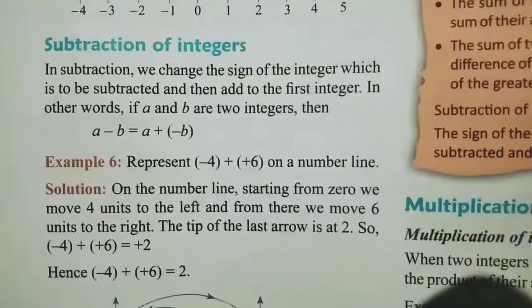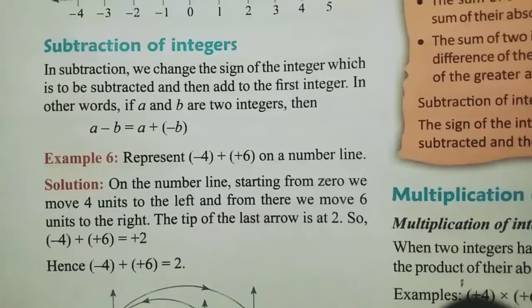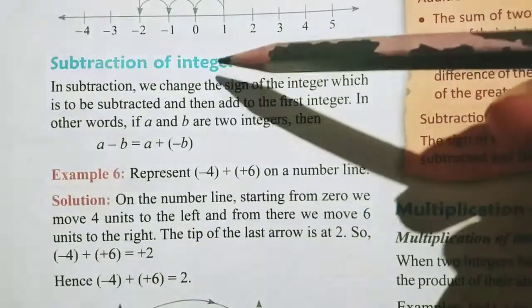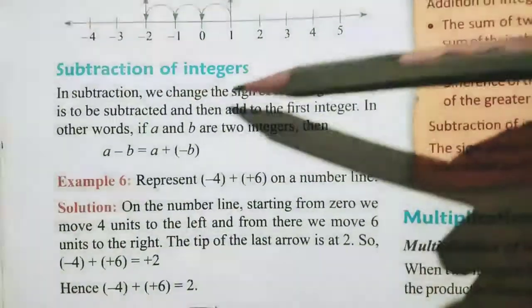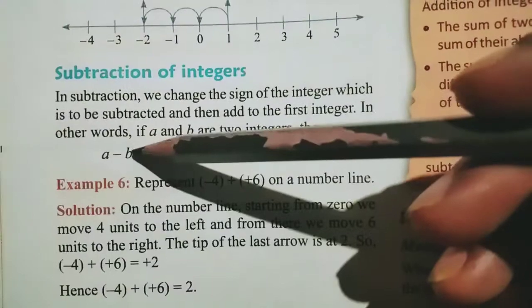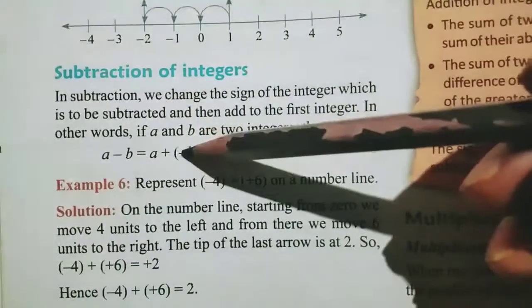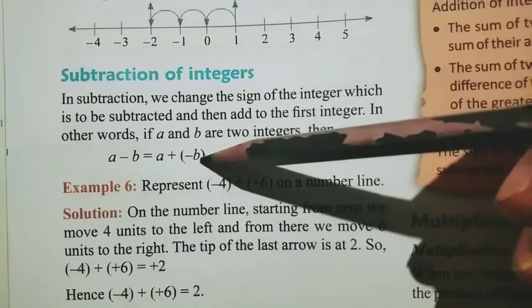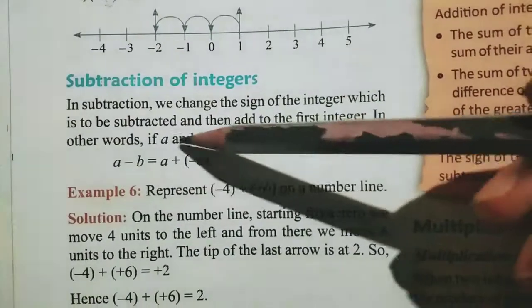Understood? Now students, subtraction of integers means how can you minus the integers? So subtraction of integers, what it said, we change the sign of the integer which is to be subtracted and then add to the first integer. Okay, in this way. So a minus b, if you do a minus b, that means we will put a plus sign in between. Okay, then you have to add these numbers. Simple. So a plus minus b.